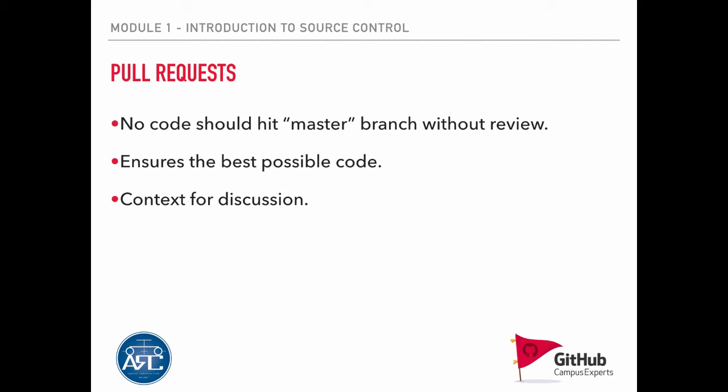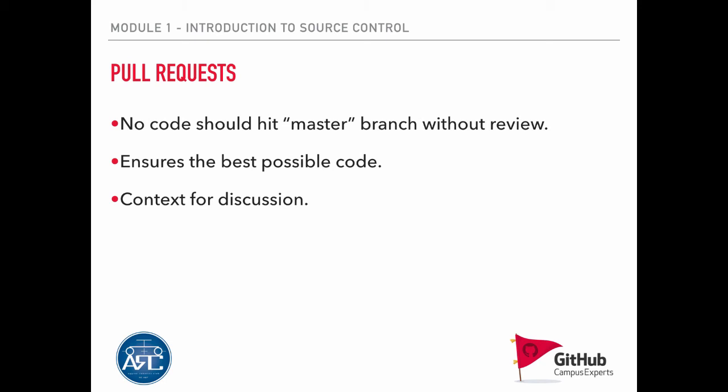Pull requests exist because no code should end up in your master branch without being reviewed. This ensures that your team puts out the best possible code. Okay, everyone works together, and looks at the pull request and makes sure that one, this is up to the standards of quality for our team. There's no obvious errors, and this is basically ready to go, that we're all proud of it, we're happy to put it in our product, and we're ready to merge. It also gives a great context for discussion.